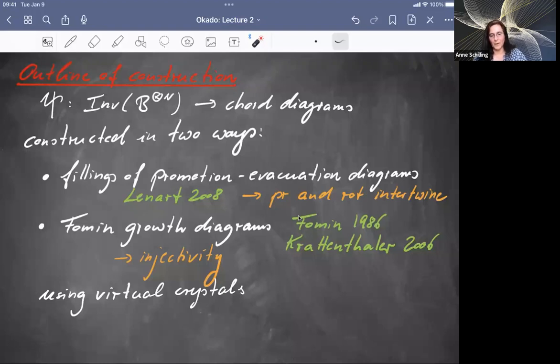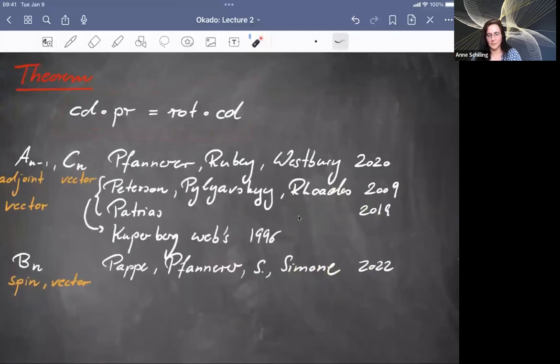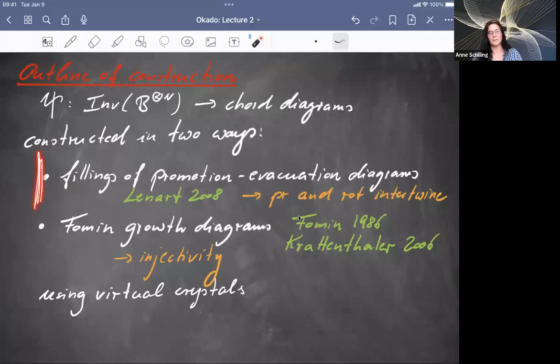Okay, so what I want to do now is outline how our construction works. So how we can define a map from these highest weight elements of weight 0 to chord diagrams. And in fact, in the paper, we do this construction in two ways. One is by using certain fillings of promotion and evacuation diagrams. This uses certain operations that Christian Lenart has introduced in 2008. And this construction shows pretty easily that the promotion and rotation actually intertwine. So this property that we want follows pretty easily from this construction.